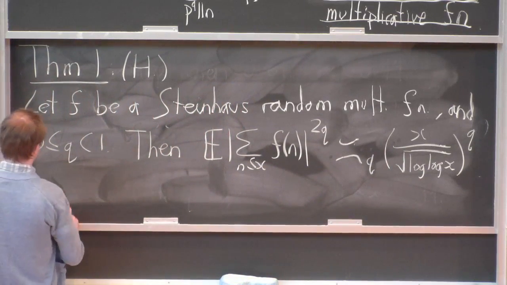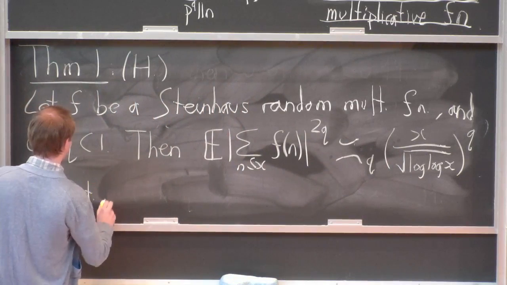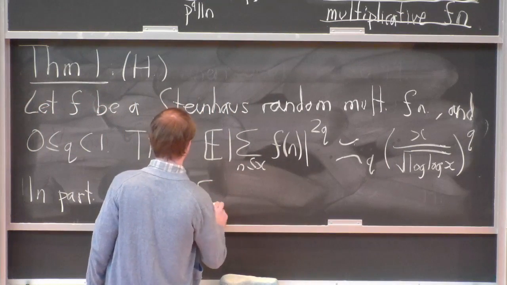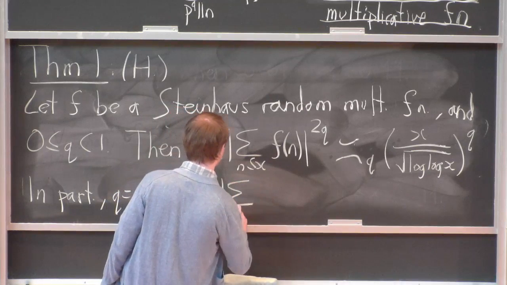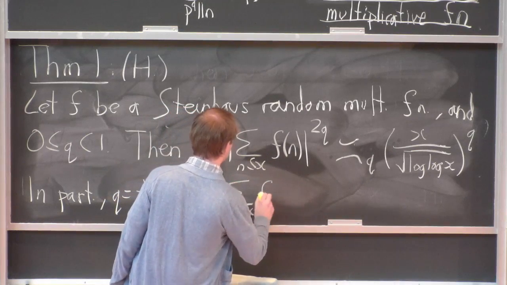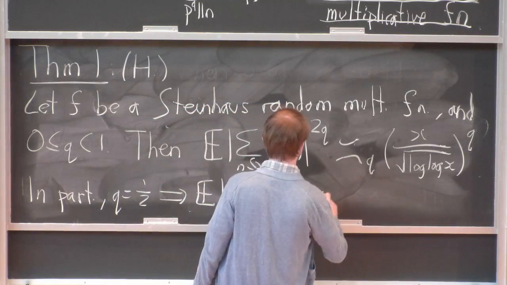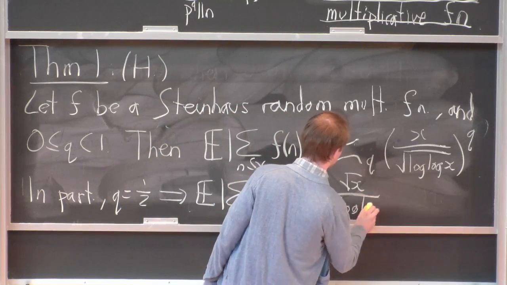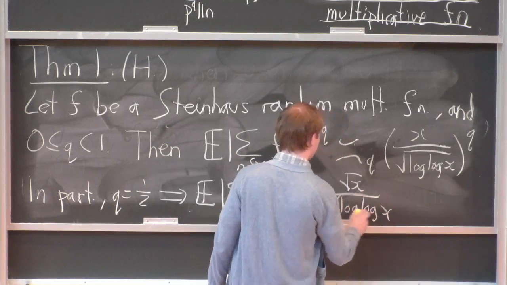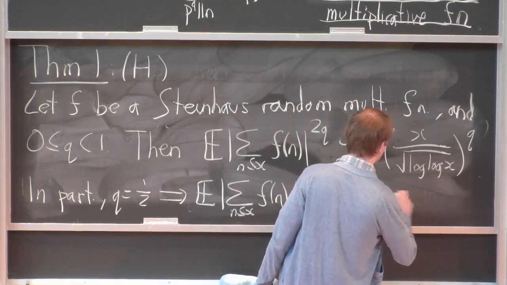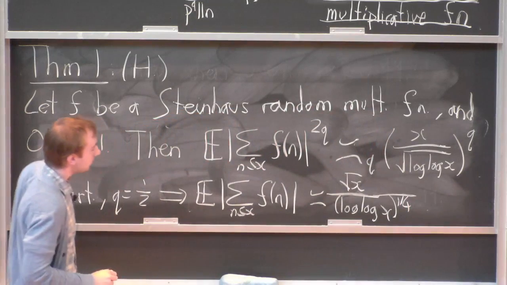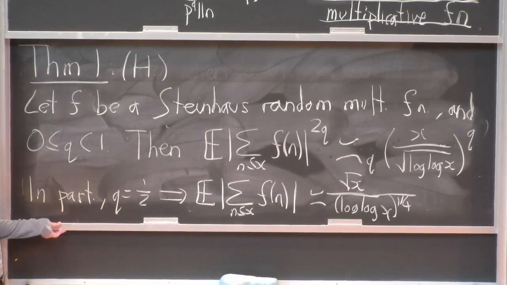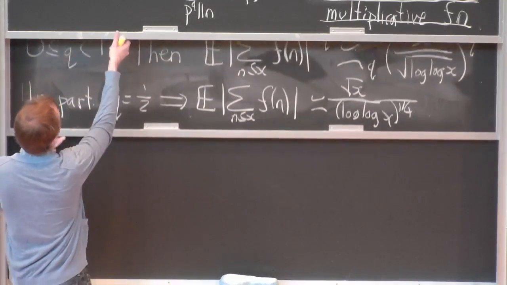Right, so in particular, if you take q equals 1/2, then you get that the L1 norm is like square root x over log x to the 1/4. So the conjecture of Helson is correct. It is little o of square root x as x tends to infinity.